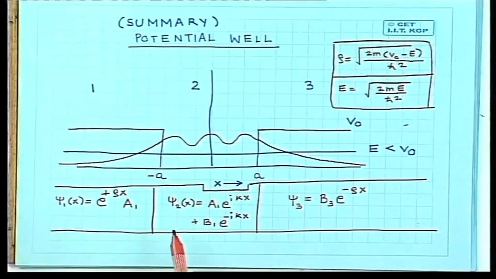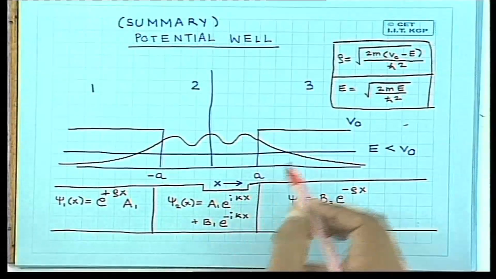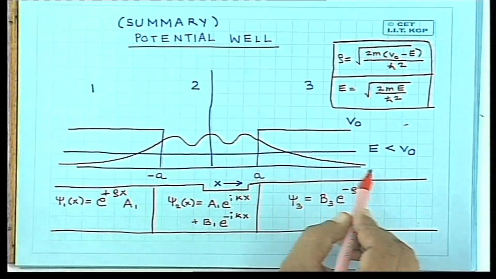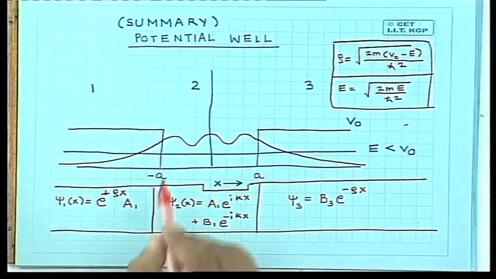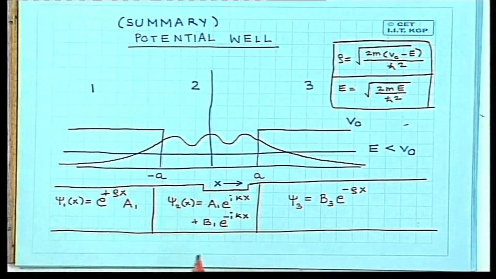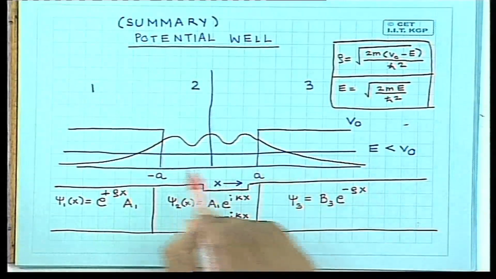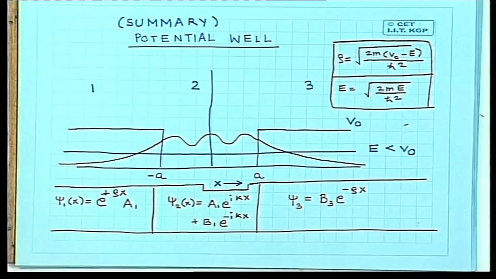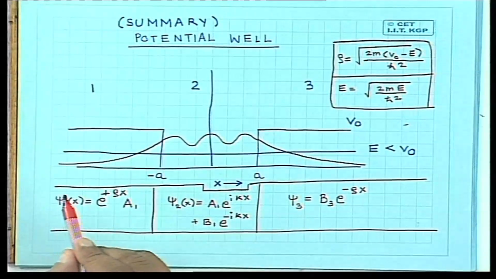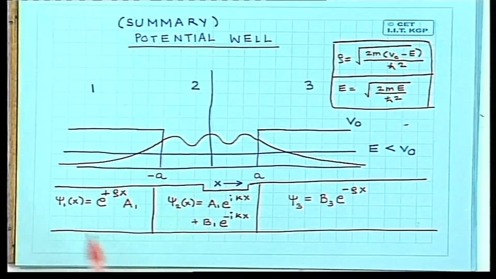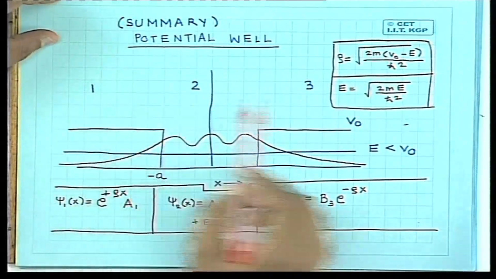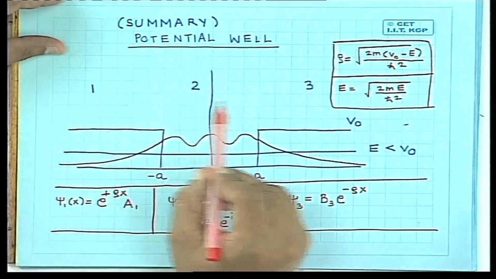We have a particle moving in a potential well which has value V0 beyond x greater than a or x less than minus a, and it is 0 in between, from minus a to a. We are considering a situation where the particle's energy E is less than V naught, and we want to find the allowed states, the wave function for this particle. The whole thing can be divided into three regions: region 1, region 2, region 3.